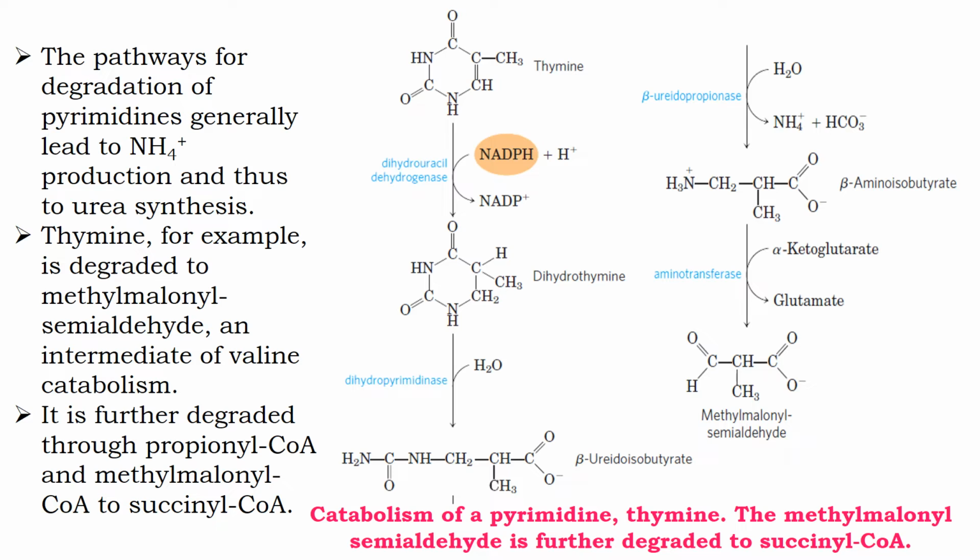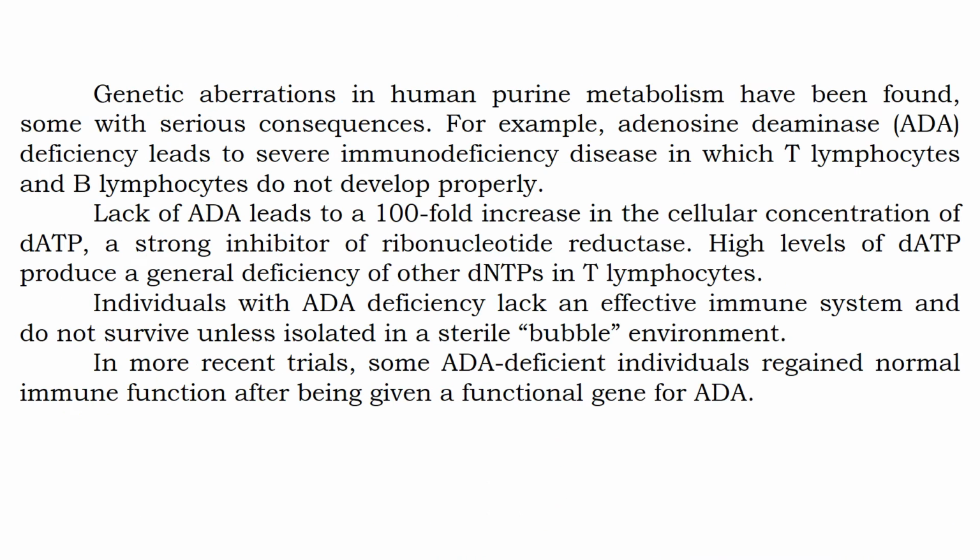Now this beta amino isobutyrate can be converted into methylmalonyl semialdehyde. This methylmalonyl semialdehyde can be converted to succinyl CoA, and this can be shunted through the Krebs cycle for the synthesis of ATP. So this is how these pyrimidines are broken down. Here in this case we are going to use NADPH. This NADPH is synthesized from the HMP shunt pathway. So in the pyrimidine breakdown or catabolism of pyrimidines, we are going to use this NADPH.